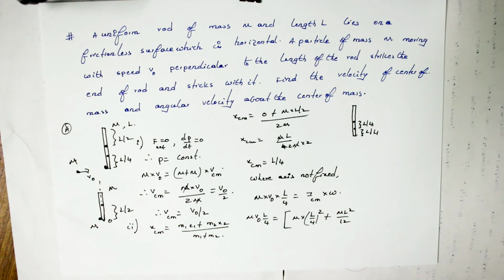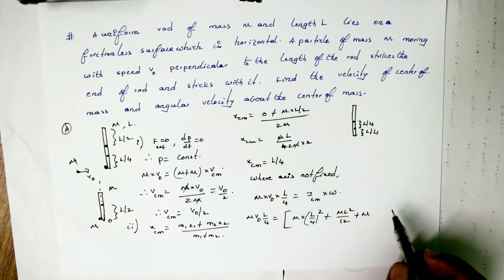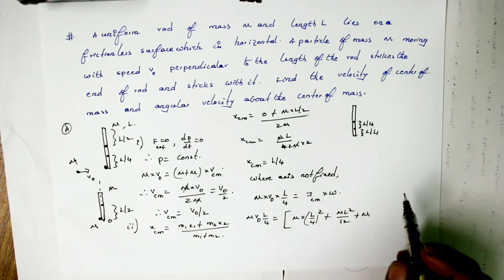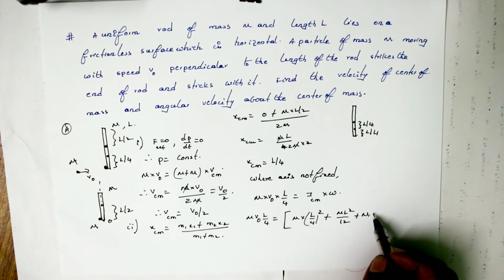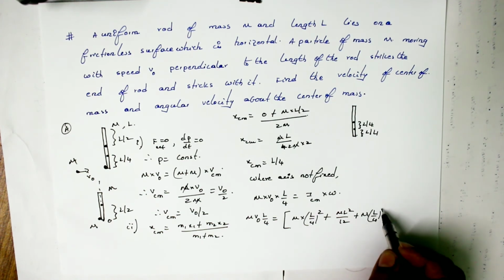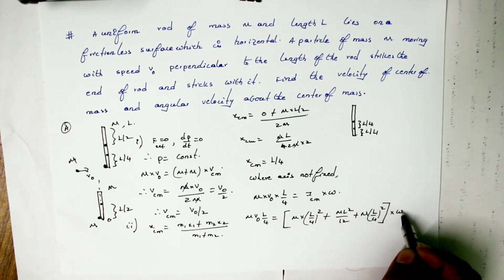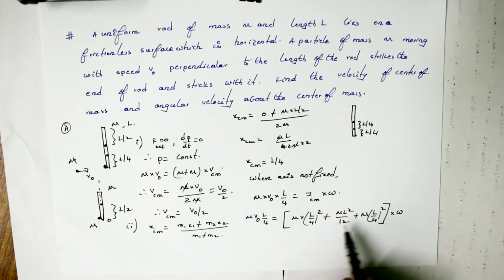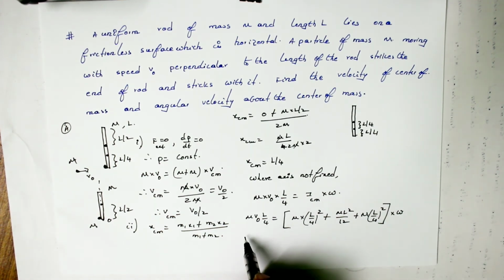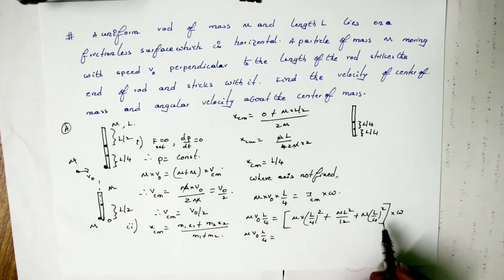So we can use the parallel axis theorem, which is I center of mass plus m d square. So plus m, now what is the distance between these two axes? The distance between these two axes is L by 4, whole square, multiplied by omega. So this becomes the total moment of inertia of the rod. So m v naught L by 4 is equal to the total moment of inertia.